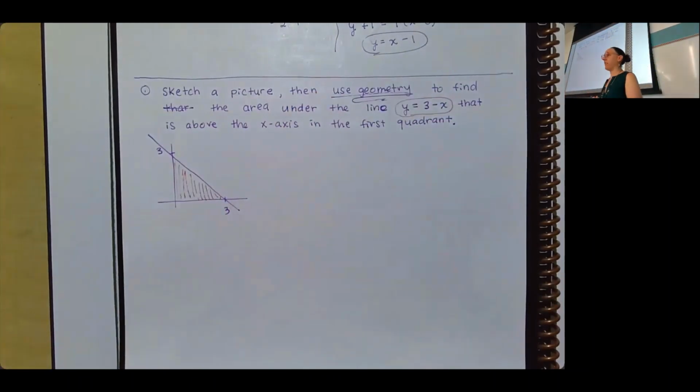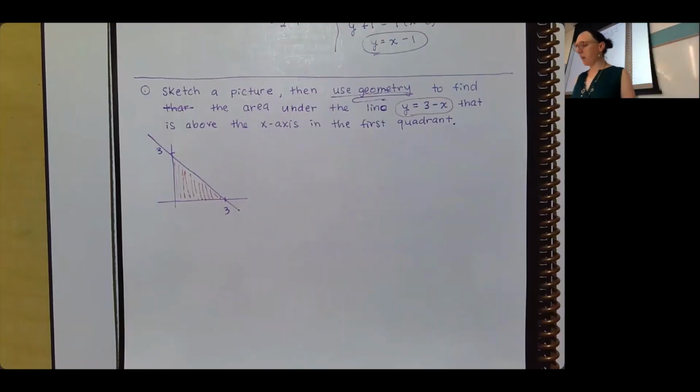Go ahead and find the area of that triangle. And if you need help, I bet there are other people in this room that remember the formula for the area of a triangle. 4.5, 9/2, however you want to look at it, works for me.